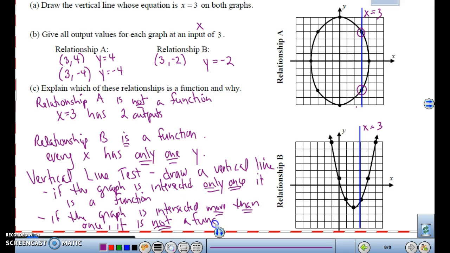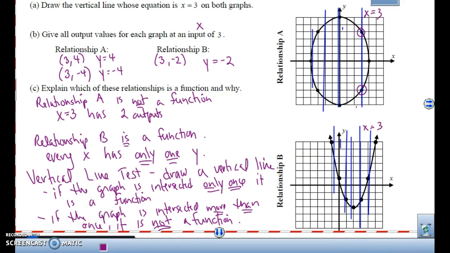And you can draw the vertical line anywhere you want. So if I want to draw a different vertical line, I could draw it here, I could draw it over here, I could draw it down here. If you hit the graph anywhere with the vertical line and you only hit it once, it will be a function. If at any place on the graph you hit it more than once, it is not a function. So the vertical line test is very, very important. It tells you if a graph is going to be a function or not.